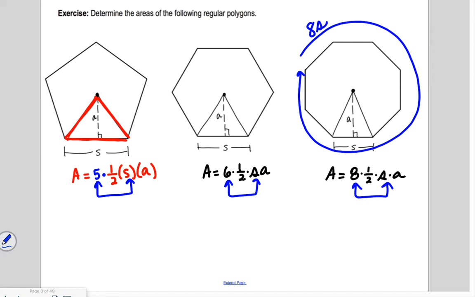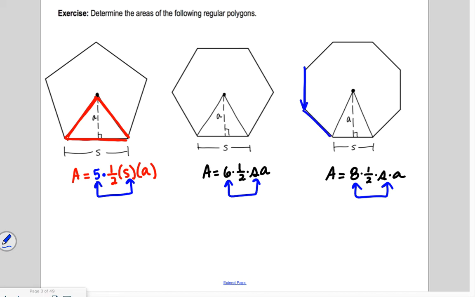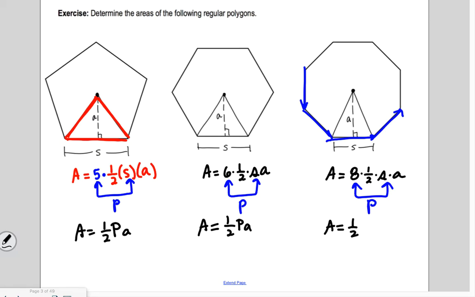What do you think 8S is? What's another word for it? I heard someone say it way back there. It's kind of circumference, but it's not a circle, right? I did draw a circle around it. It's 1S, 2S, 3S. What do we call that? Perimeter. So all of these involve the perimeter. Do they all have the same formula then? If I replace 5S with P, I get 1/2 P times A. On the next one, I get 1/2 P times A. And on this last one, I get 1/2 P times A. It's all the same formula.